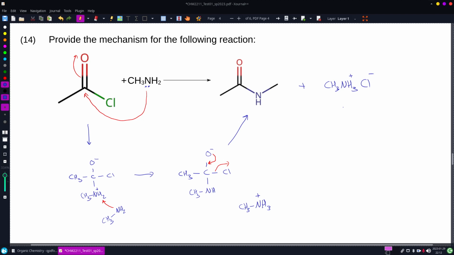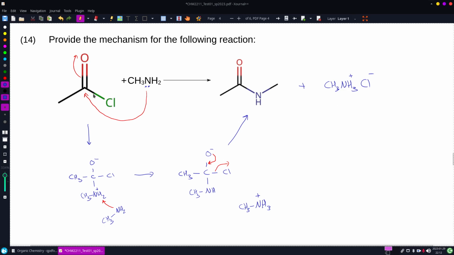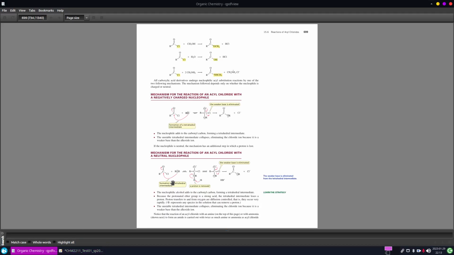But 3 steps. Same as given there in our textbook. But that could be any neutral nucleophile. Any negatively charged nucleophile will go in the 2-step pattern instead, because it doesn't need to actually kick off or deprotonate whatever we put on there.